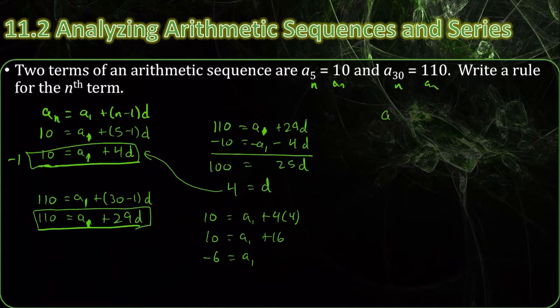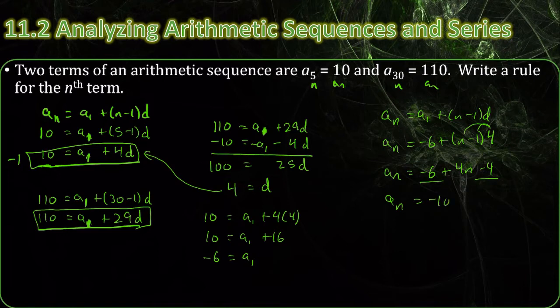So my rule is an equals a1 plus n minus 1 times d. a1 is negative 6 and d is 4. Distribute, so it's 4n minus 4. Combine like terms, looks like it's negative 10 plus 4n, or you might want to write it as 4n minus 10. Either way, there's your rule.